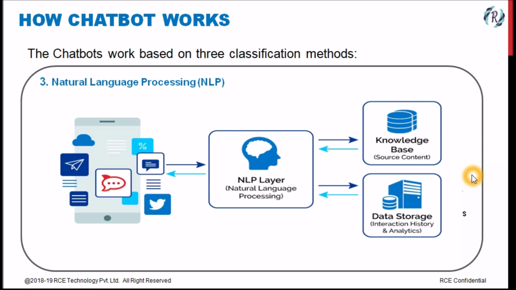Here is the flow chart. We have a messenger through website or through WeChat, Facebook, Twitter. Then there is an NLP layer in between where language processing comes into the picture. At the backend, there is a knowledge base and data stores, and based on that it interacts and processes the data to the end user.